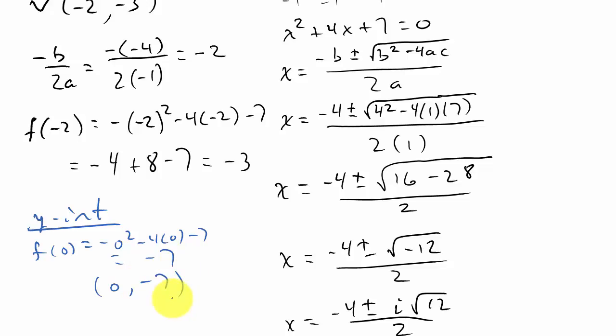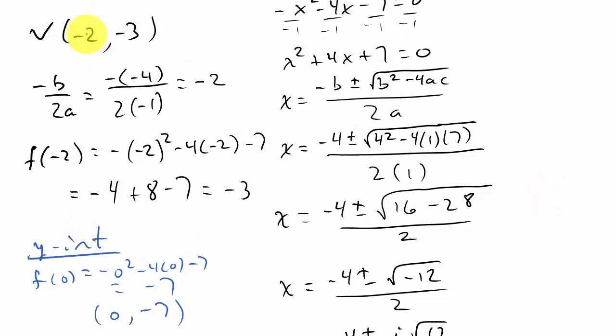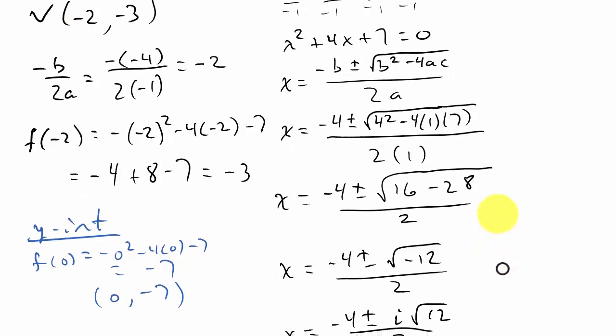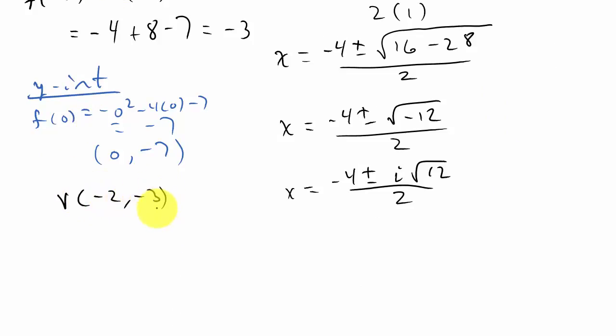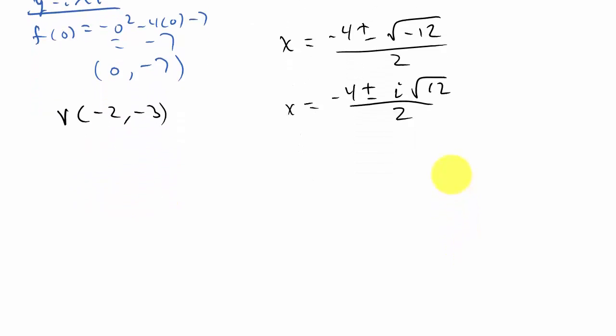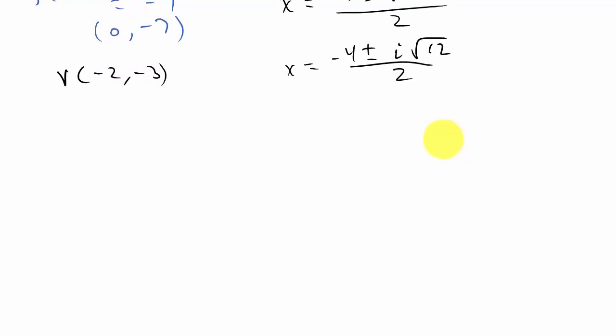All right. So there's my y-intercept. I don't have an x-intercept. I'm going to go ahead and rewrite my vertex down here so we can see it when we're graphing. So that's -2, -3. So my vertex is -2, -3. All right. So I've got my y-intercept and my vertex. There's no x-intercepts. So let's see how we're going to graph this.